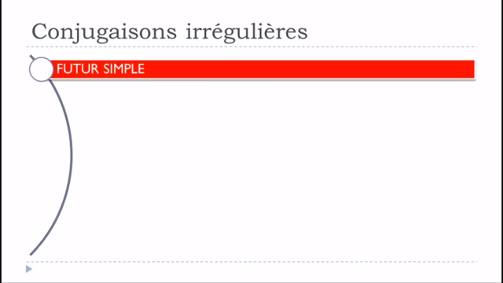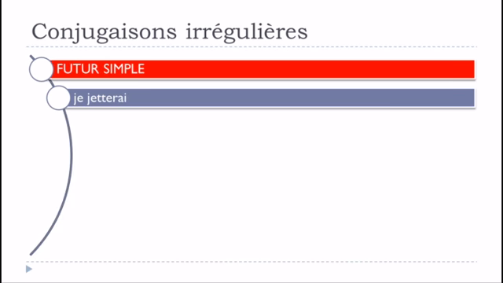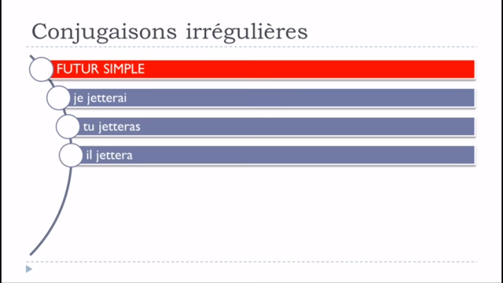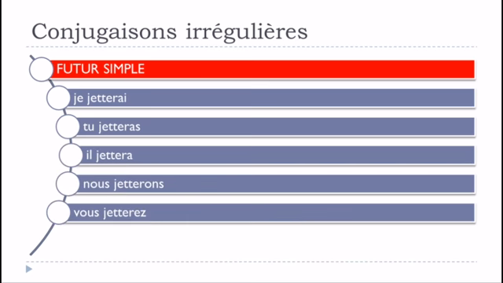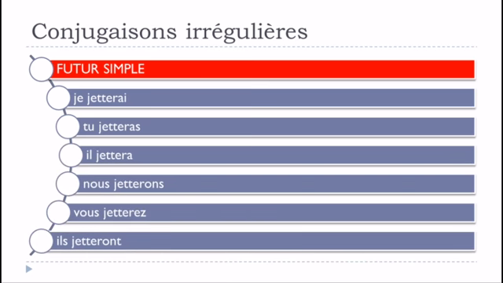And then let's see now for the futur simple. Je jetterai, tu jetteras, il jettera, nous jetterons, vous jetterez, ils jetteront. So we can see that here this modification will affect all the forms, okay? And it's exactly the same modification as we did previously for the present form. So you double this letter. Jetterai, jetteras, jettera, jetterons, jetterez, jetteront.